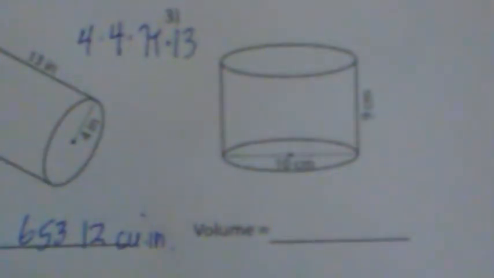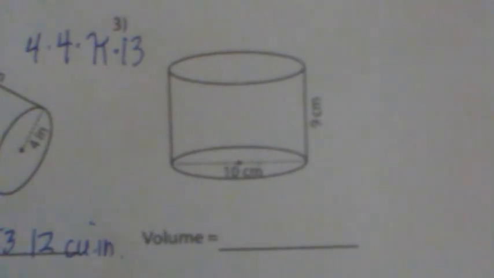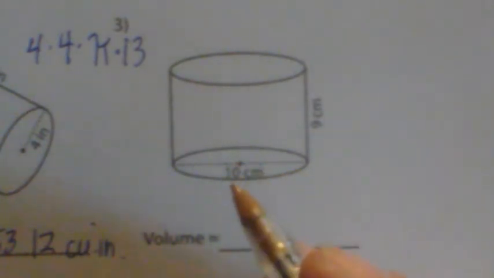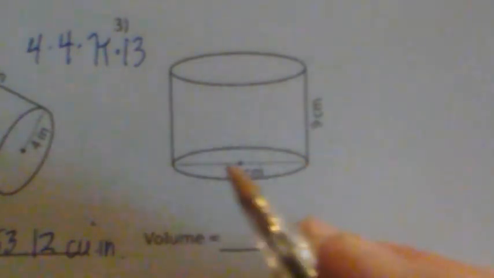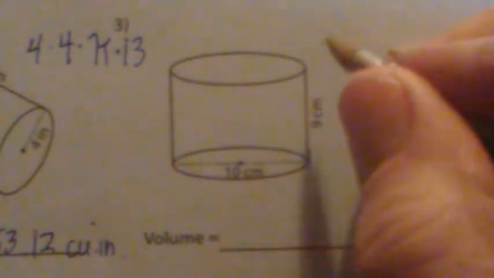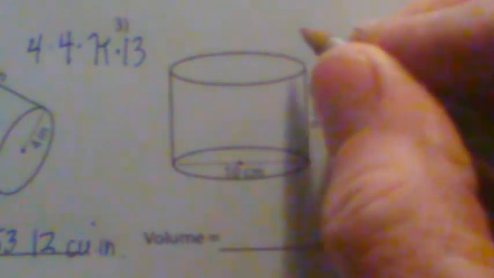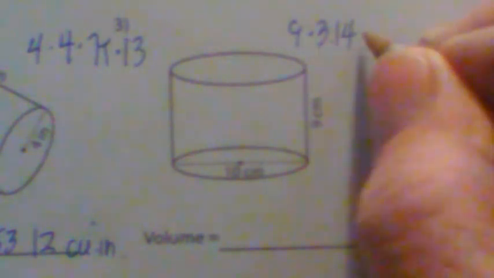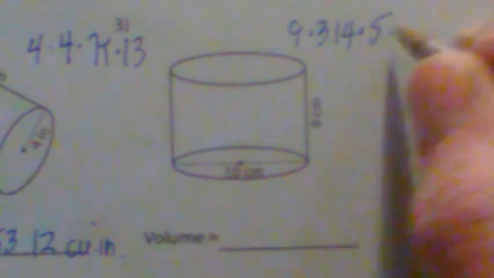Okay, one more. Okay, so this one's a little trickier. Watch out, because they're giving you the diameter, 10 centimeters. We want the radius. If the diameter is 10, what's the radius? 5, because it's from the middle to the outside. It's half of the diameter, 5. So we want the height. Let's do the height first this time. 9 times pi, which is 3.14, times 5 squared, times 5 times 5.